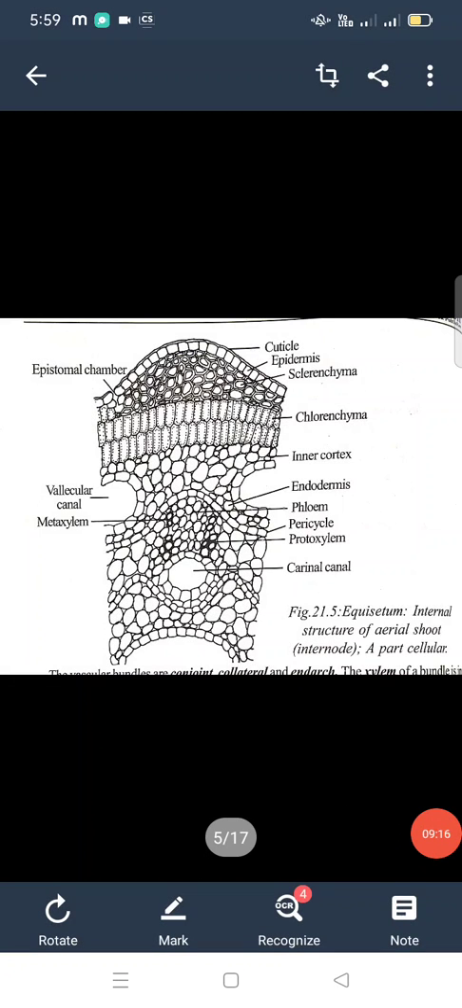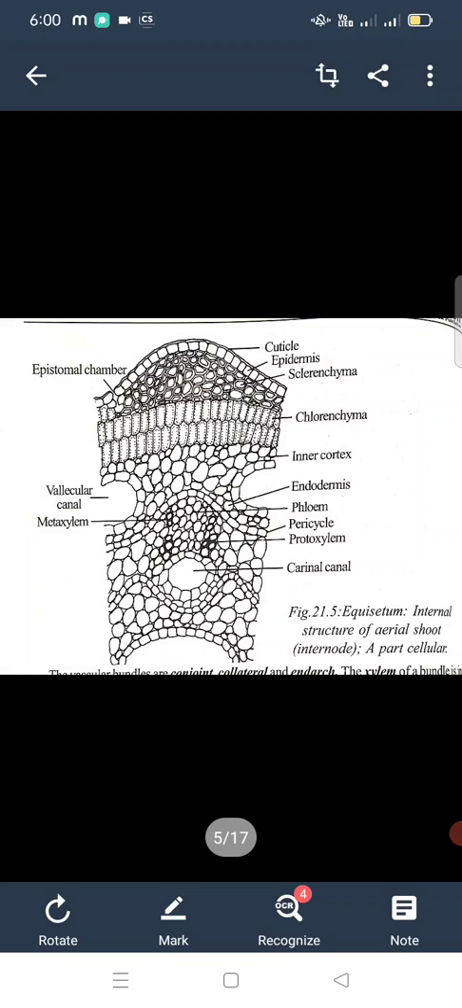So here the vascular bundles are conjoint, collateral, and endarch. The xylem of a bundle is in the form of two lateral and one median group of tracheids, and the protoxylem is disintegrated into a carinal canal. So here the carinal canal is nothing but protoxylem. It disintegrated into the carinal canal.